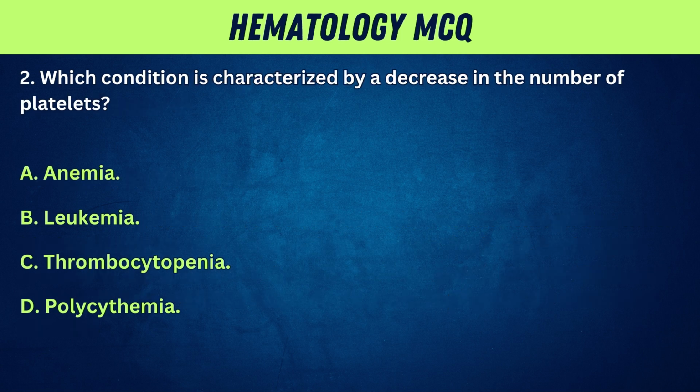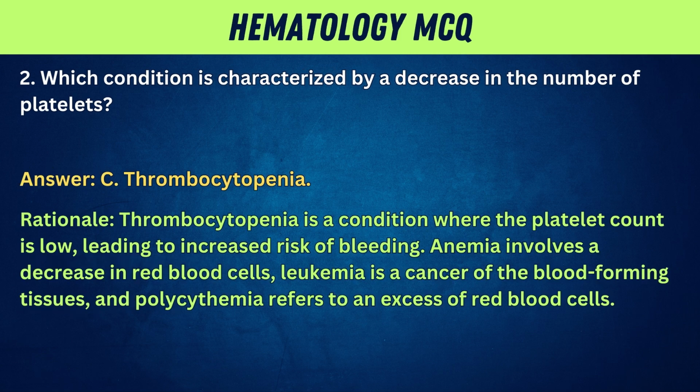2. Which condition is characterized by a decrease in the number of platelets? A. Anemia. B. Leukemia. C. Thrombocytopenia. D. Polycythemia. Answer: C. Thrombocytopenia. Rationale: thrombocytopenia is a condition where the platelet count is low, leading to increased risk of bleeding. Anemia involves a decrease in red blood cells. Leukemia is a cancer of the blood-forming tissues, and polycythemia refers to an excess of red blood cells.